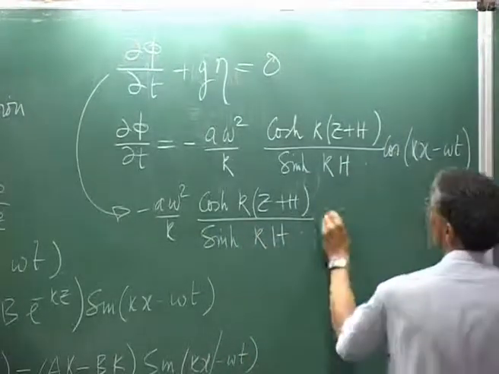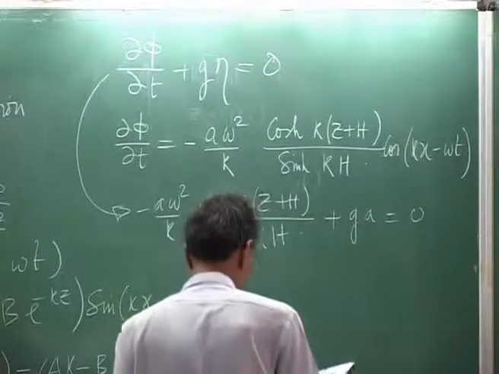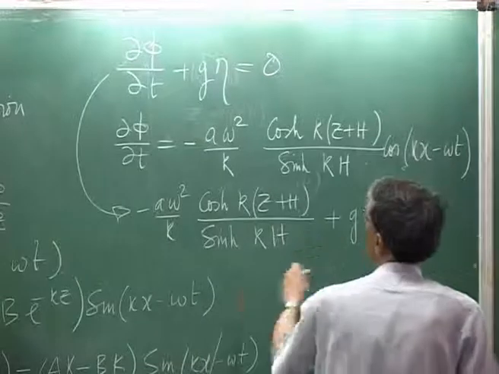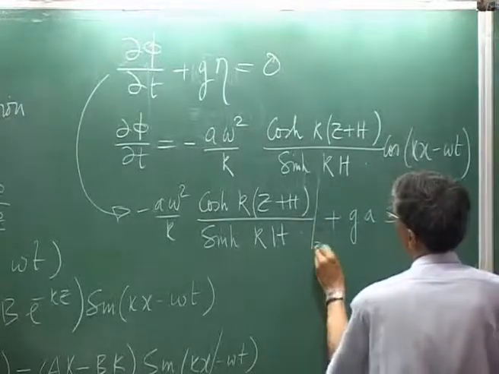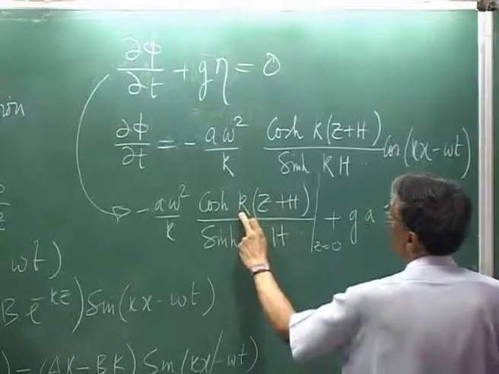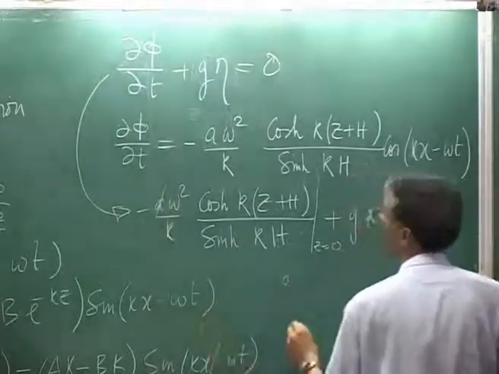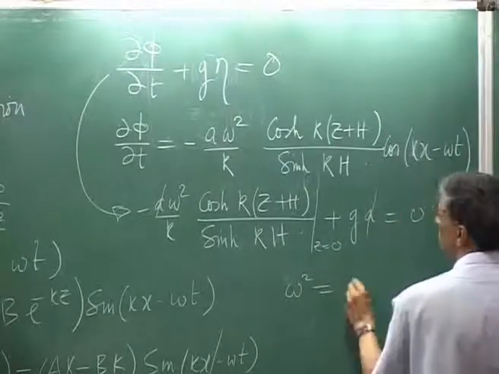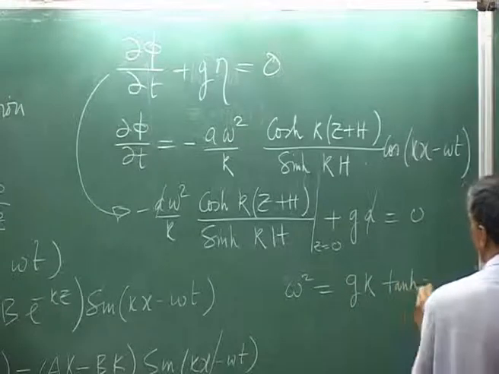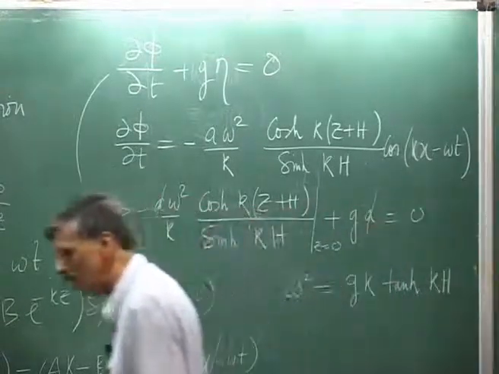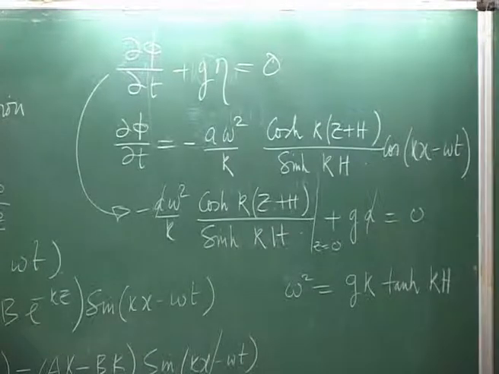Okay, and plus g of a equal to 0, and that basically tells you what we are going to get. We are going to apply it at z equal to 0, right? So, this will simplify to cosine hyperbolic kh. So, what we are getting is a also goes off. So, we are going to get omega square equal to g k and sine hyperbolic by cos hyperbolic, that will give us tan hyperbolic kh. Okay. So, this basically tells you what the relationship between omega and k is.